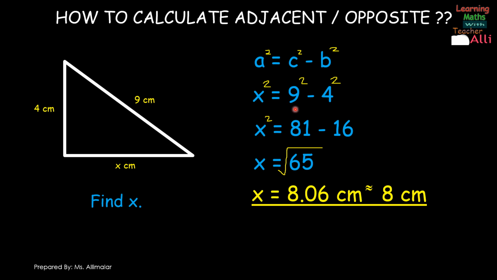Equals to, this is c, right? What is the value of c here? 9. So you put here 9 square minus, what is the value of b? Opposite, 4 square. So x square, you just copy here x square. Now you have to find the answers for this. Guys, what is 9 square? If you don't have a calculator, very simple. 9 square is 9 times 9. What is 9 times 9? 9 times 9 is 81. 81, you minus, and then what is 4 square? 4 times 4 is 16.